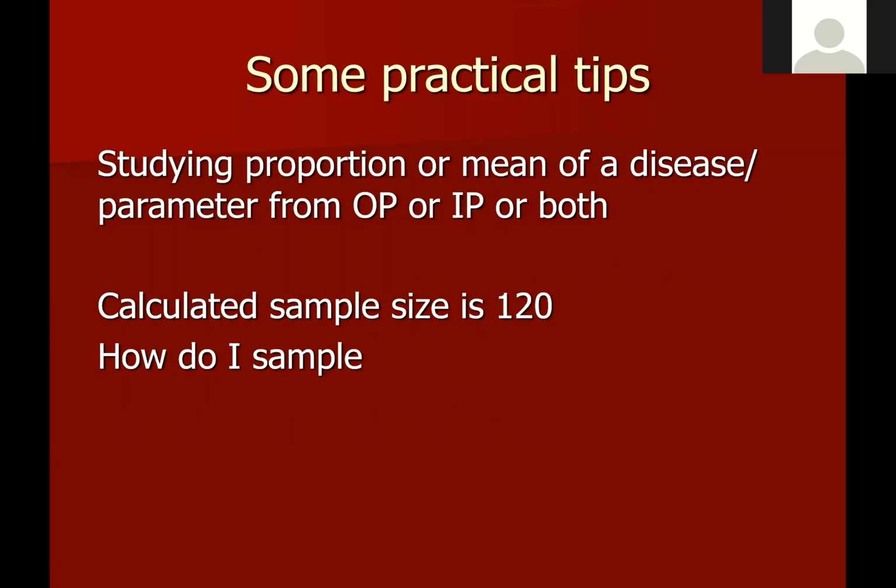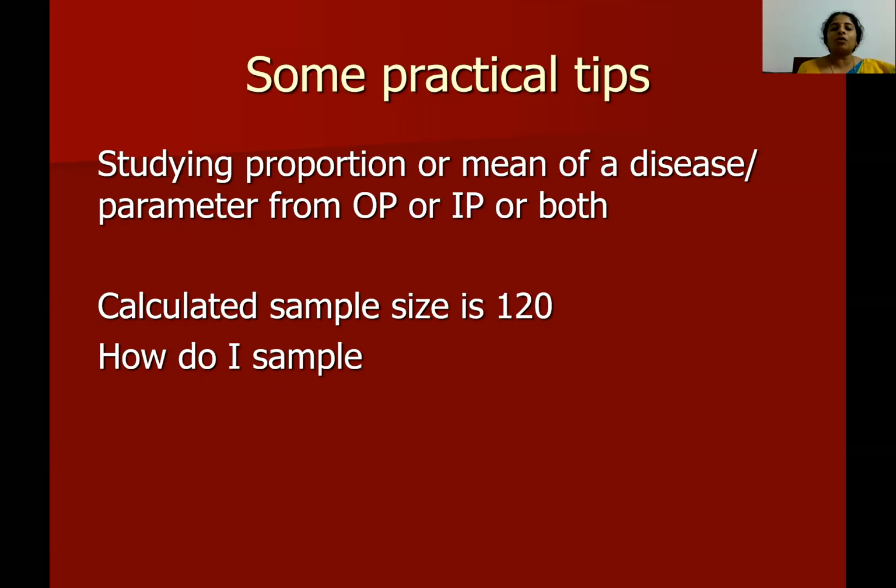Suppose you are studying a proportion or mean of a disease or a parameter from OP or IP or both. So your calculated sample size is 120. Actually, if you sit and make a good effort, you will be coming across 400 patients. Then you can sample this 120 out of that 400 patients.